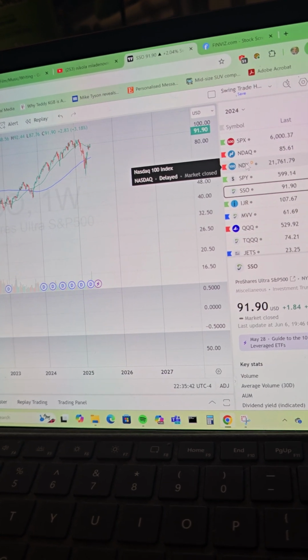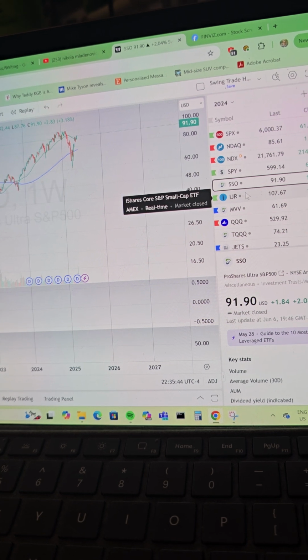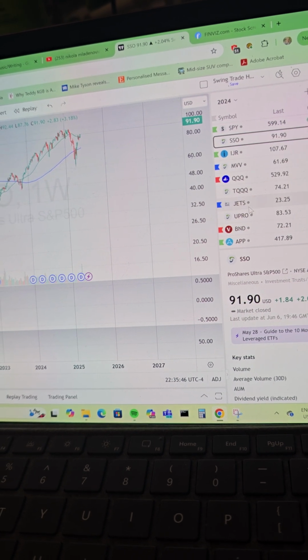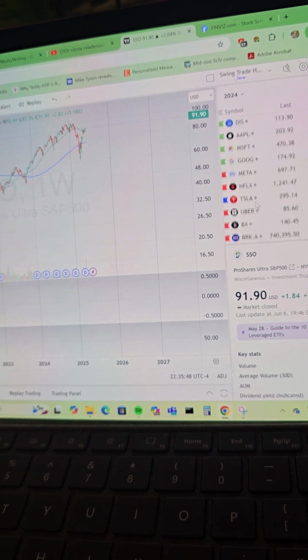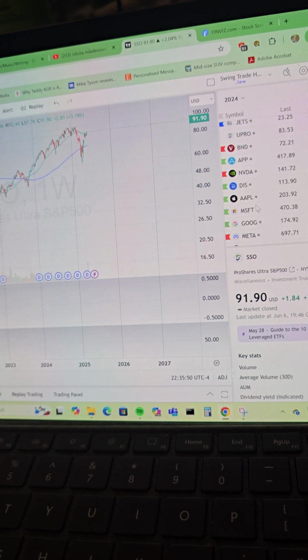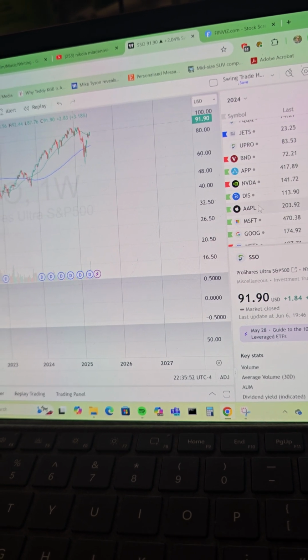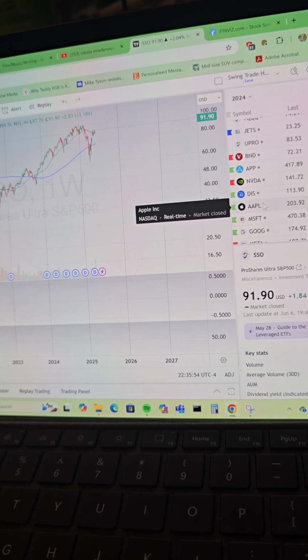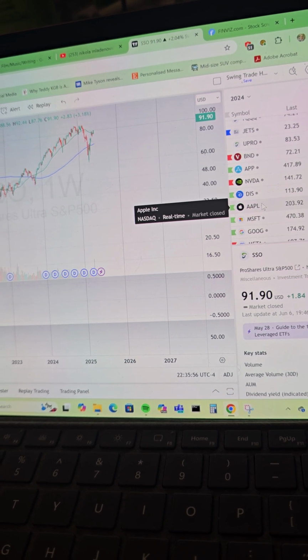Now, for a little bit of fun, we can choose an individual stock. Now, the risk is they can go up 100% or 50% in 1 year. They can also go down 50% in 1 year.